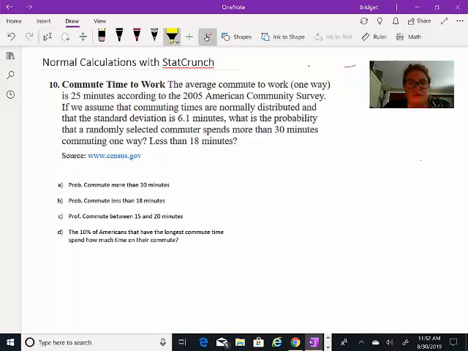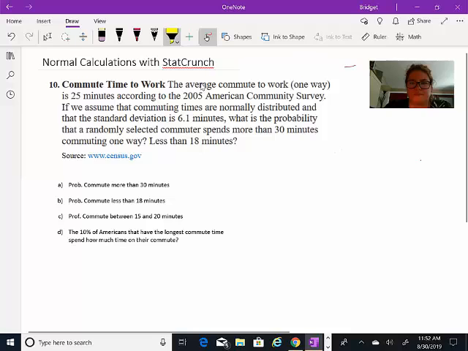If we assume that commuting times are normally distributed and the standard deviation is 6.1 minutes, what is the probability that a randomly selected commuter spends more than 30 minutes commuting one way or less than 18 minutes commuting one way? So just to recap, we have average commute time to work.